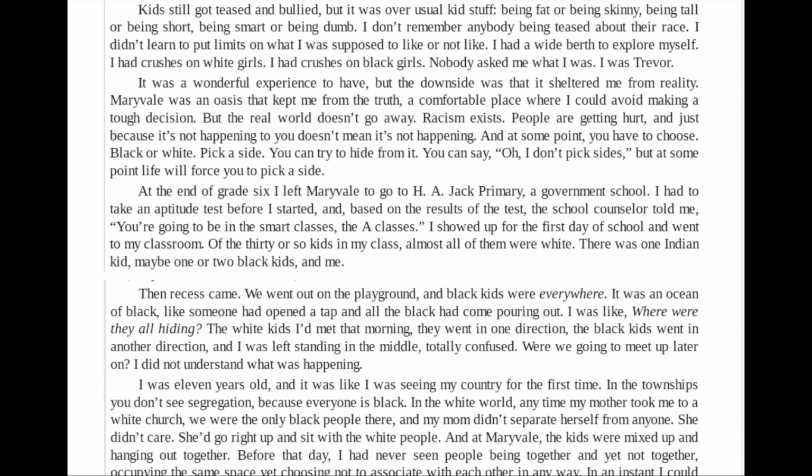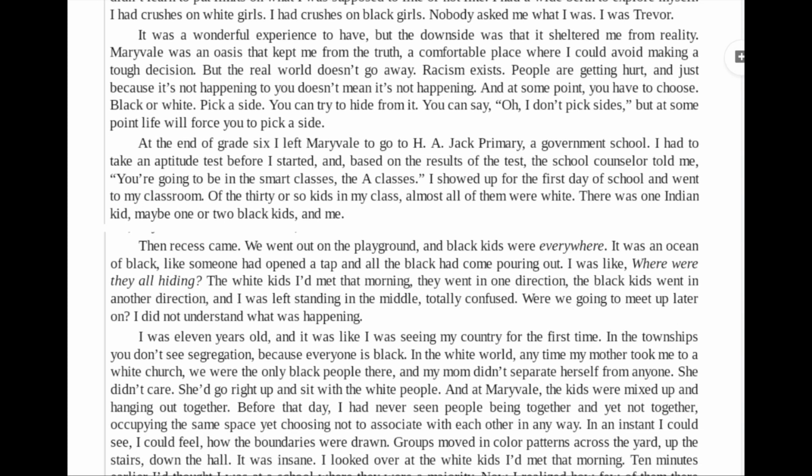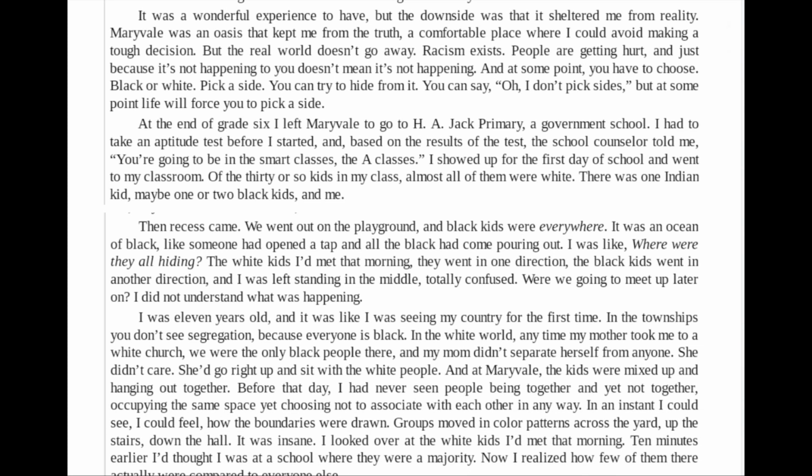Kids still got teased and bullied, but it was over usual kid stuff, being fat or being skinny, being tall or being short, being smart or being dumb. I don't remember anybody being teased about their race. I didn't learn to put limits on what I was supposed to like or not like. I had a wide berth to explore myself. I had crushes on white girls, I had crushes on black girls. Nobody asked me what I was. I was Trevor. It was a wonderful experience to have, but the downside was that it sheltered me from reality.